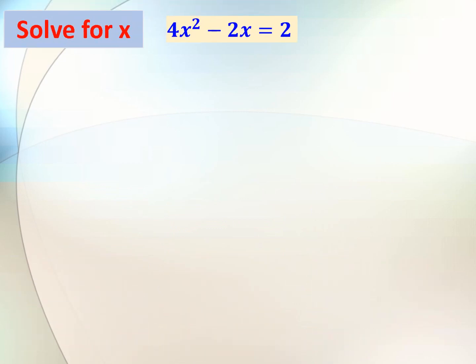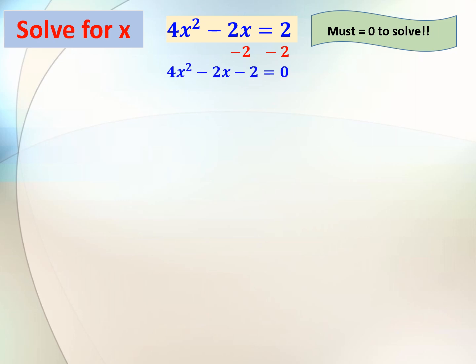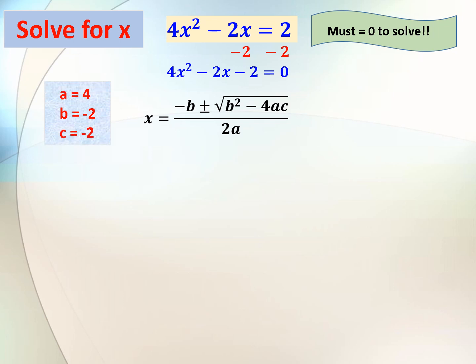Let's do another one. Okay, remember, the first step is always to make sure that it equals 0. So I subtract 2 from each side, and I end up with 4x squared minus 2x minus 2 equals 0. So remember, first step, write your roadmap, write that formula. Then identify what A, B, and C are. So A is 4, B is negative 2, C is negative 2. So now I'm going to substitute those values in for a, b, and c.